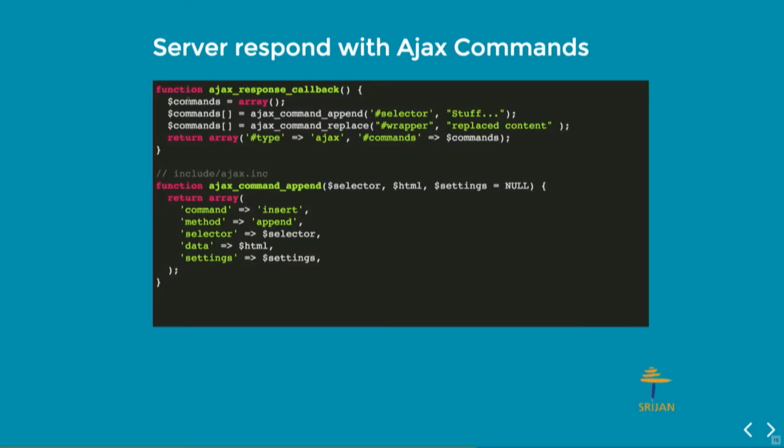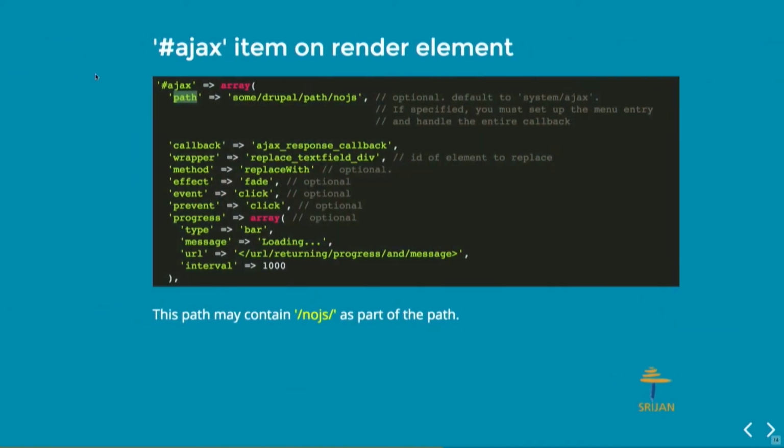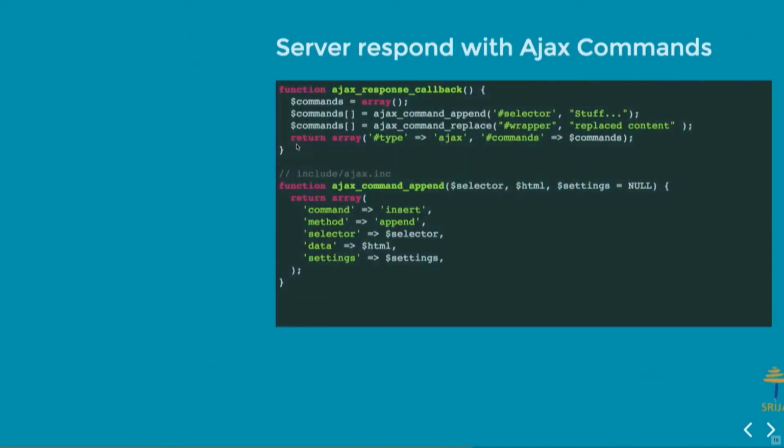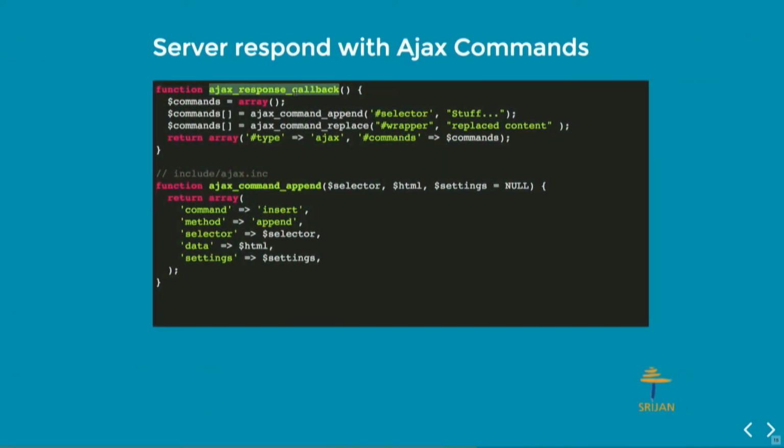So this is the server-side response with Ajax code. Here you can see that I'm specifying the callback, which is going to be the Ajax response callback. On the server side, this function is going to be called when the Ajax request is made. Inside you can access the request data and then do processing, like make a request to the DB and prepare your data, whatever you want to do.